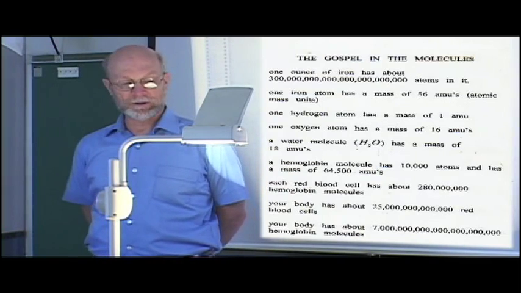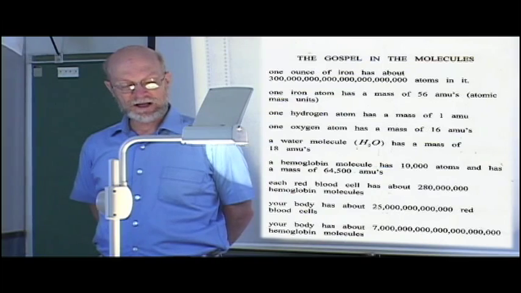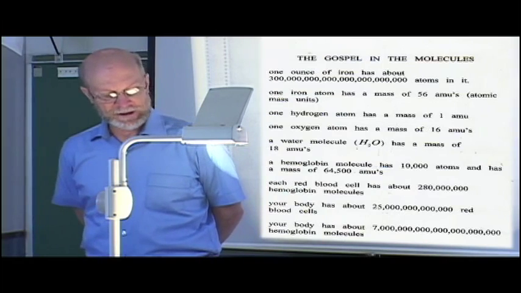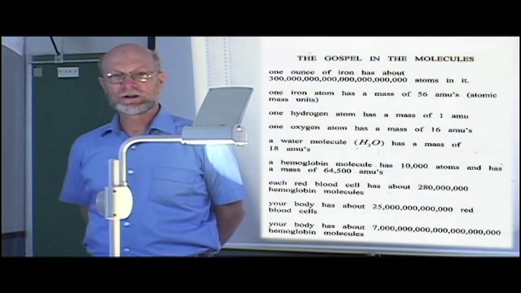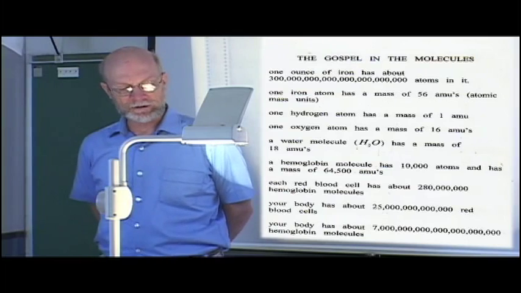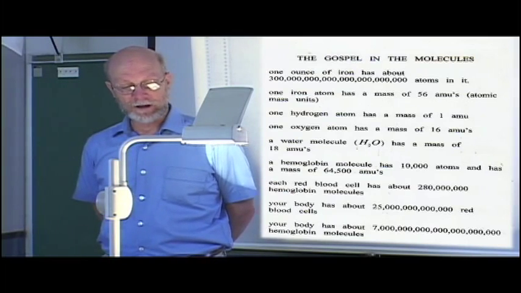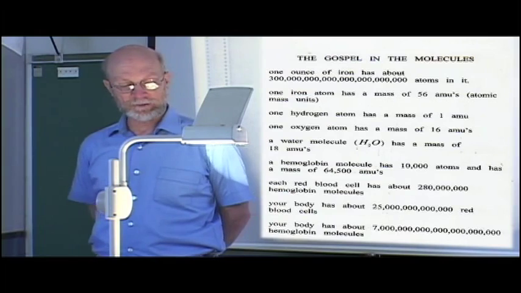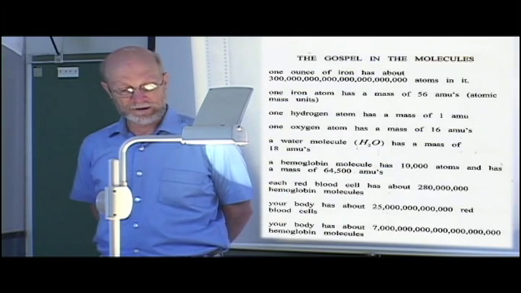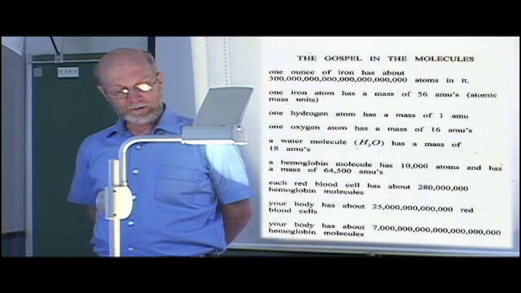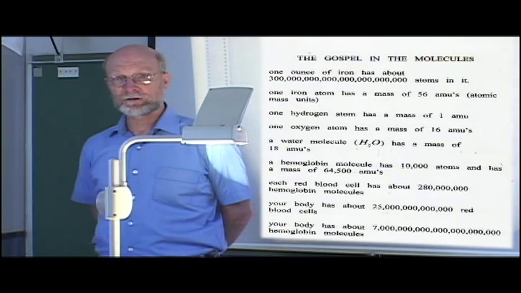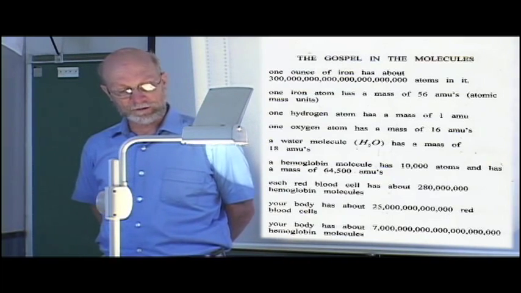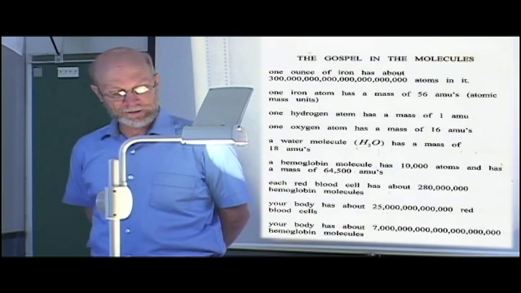How about the hemoglobin molecule? It has 10,000 atoms and has a mass of 64,500 AMUs. So it is enormous compared to the water molecule or to an oxygen atom or a hydrogen atom or even an iron atom. Now, how small are hemoglobin molecules? They're huge compared to other molecules, but they're small compared to your body.